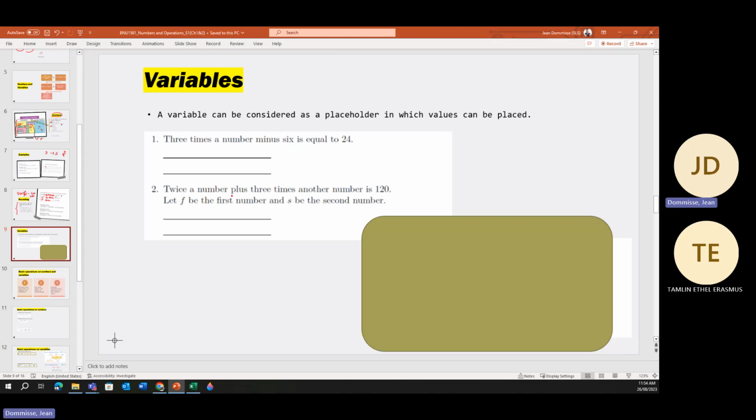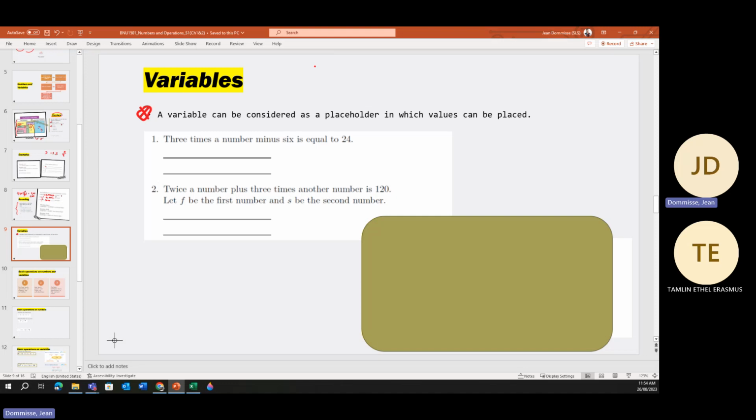Okay, then the next set of things that we're going to look at is variables. So in this instance, firstly, we need to see what the definition of variables is. So a variable can be considered as a placeholder in which values can be placed. So that is your definition if you ever need to recall it in an assignment.